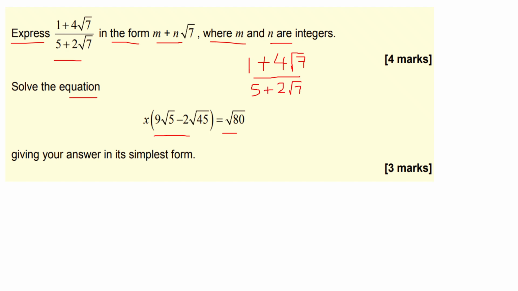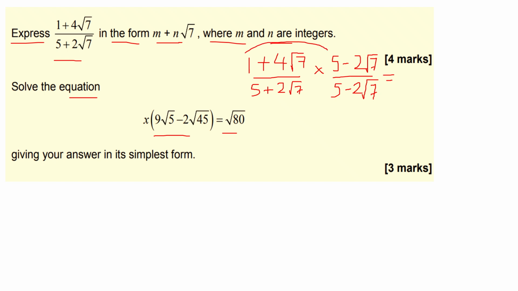We're going to multiply top and bottom by the conjugate of the numbers on the bottom of the fraction. That just means that I'm going to flip the sign in the middle. So I'm going to times top and bottom by 5 minus root 7 over 5 minus root 7. You'll see why I'm doing it in just a moment. So multiplying fractions, I multiply top by top, bottom by bottom.